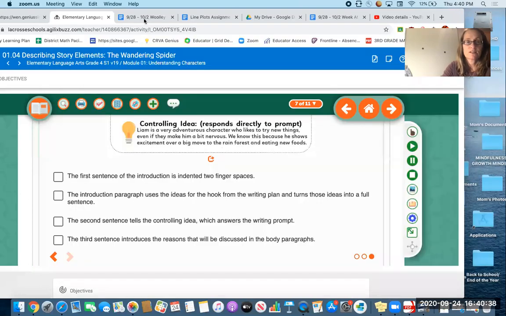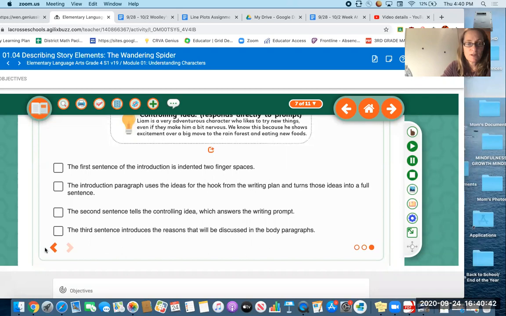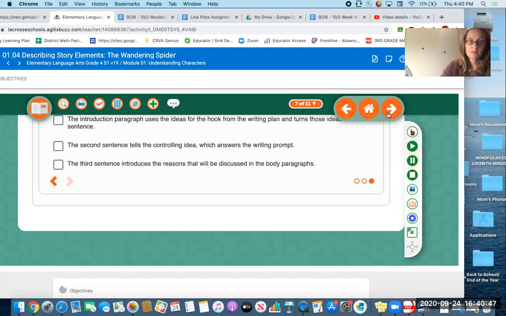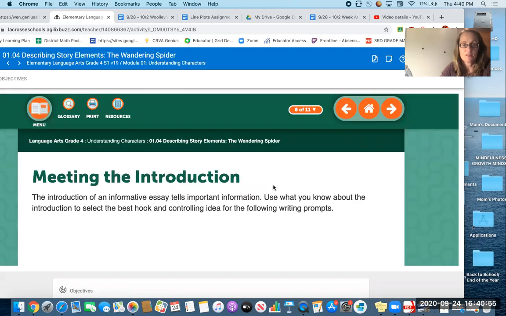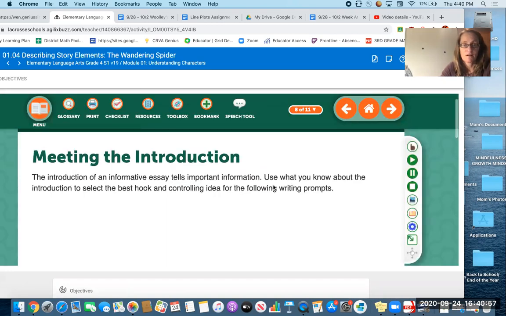So I'm just going to go back to our slideshow here. Okay, so we're on slide 7, just a little review there. I'm going to scooch along here. There we go. All right, so meeting the introduction. It says use what you know about the introduction to select the best hook and controlling idea for the following writing prompts.